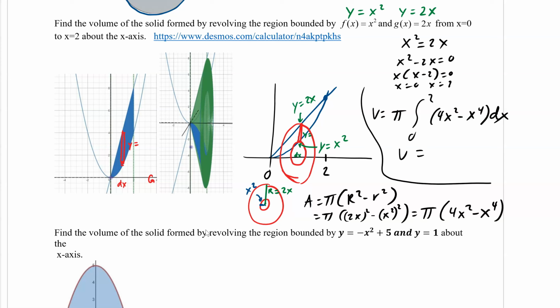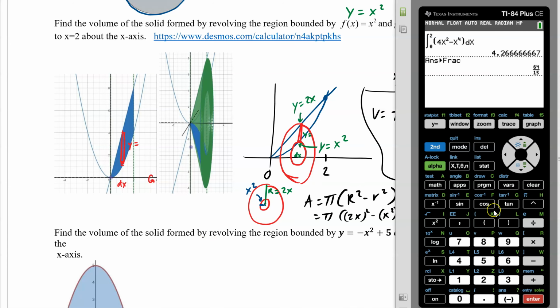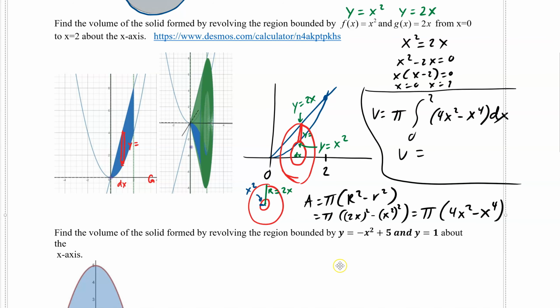So this right here is our work for our volume. Plugging it in our calculator, 4x squared minus x to the fourth, we get 64 over 15 pi. And if you want the approximate, all you have to do is plug that in. So again, we're just making a washer.